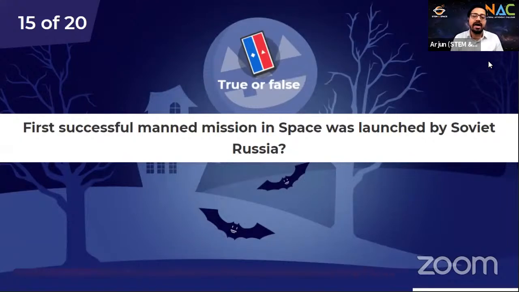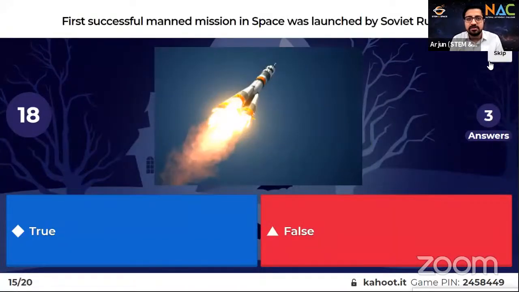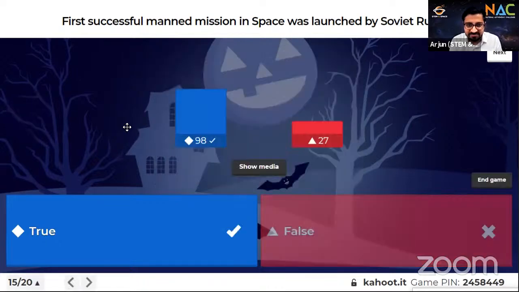First successful manned mission in space was launched by Soviet Russia. I think that is an easy question. Let's see if I'm correct with my interpretation here. First successful manned mission in space was launched by Soviet Russia. What do you think of this statement?